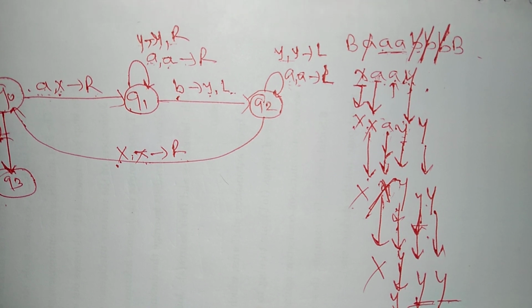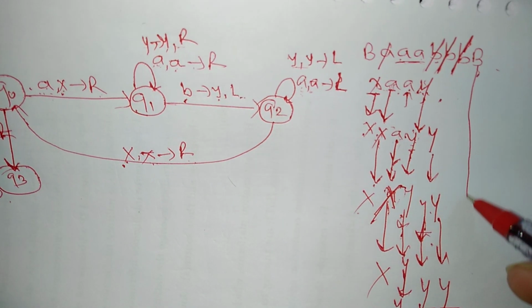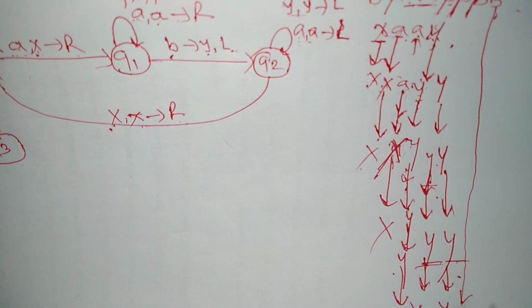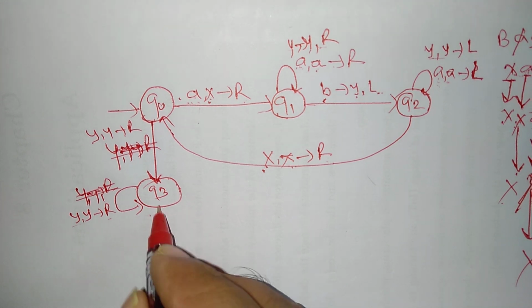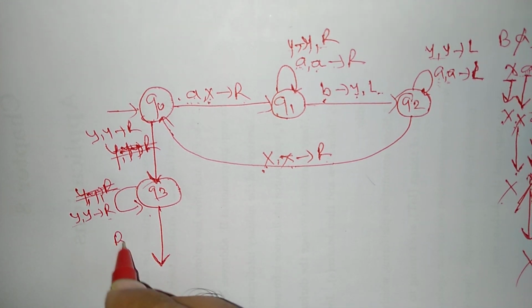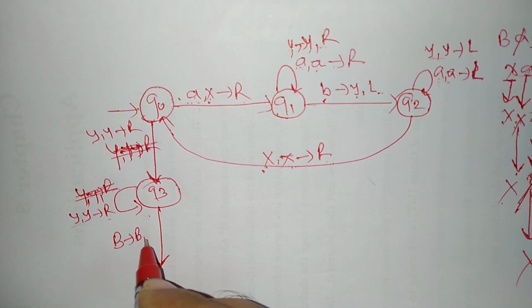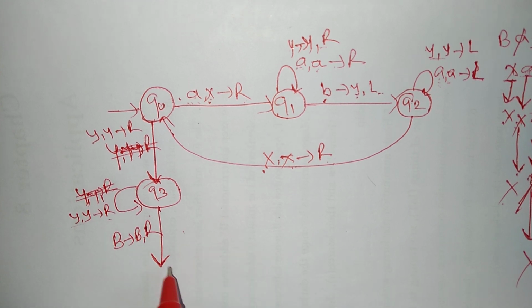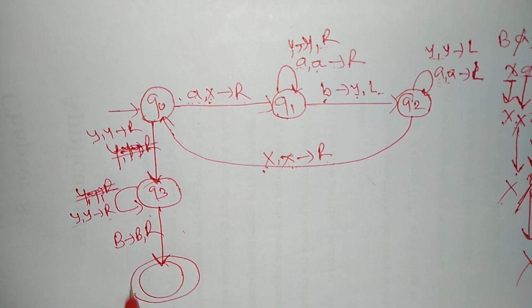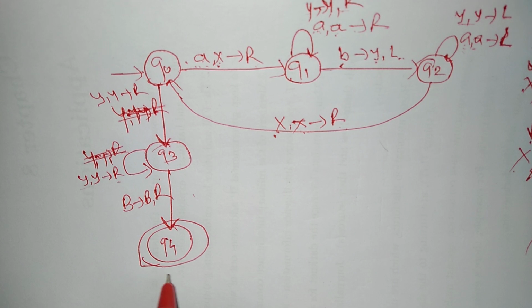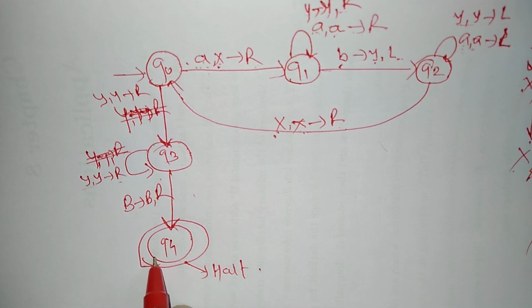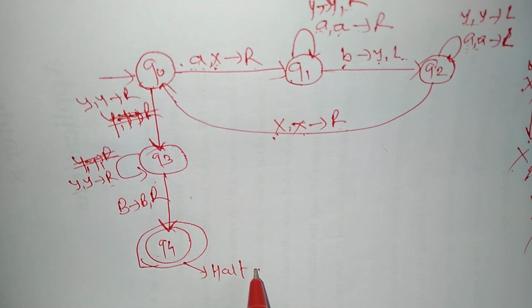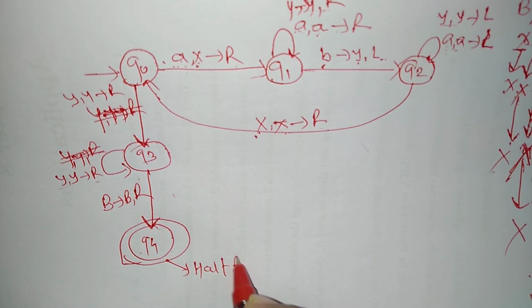So after all Y, what is there? It will occur with the blank symbol. If there is a self loop, that means n number of Y will be there. As soon as I find a blank, blank replaced with blank, go to the right side. And here is state Q4, or halt. That is going to accept.